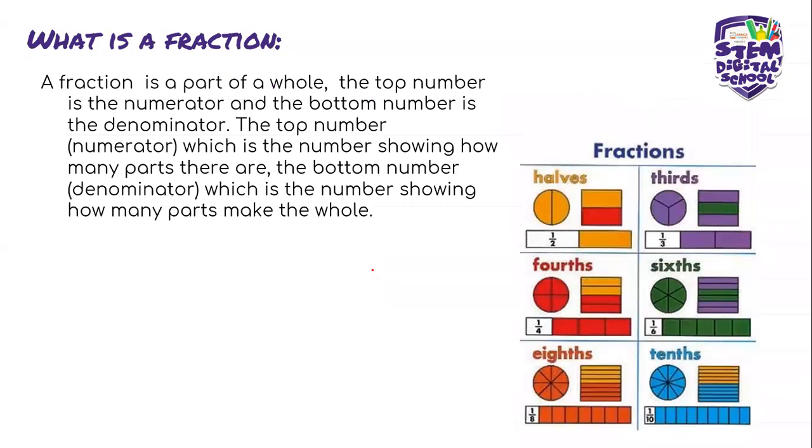A fraction is a part of a whole. The top number is the numerator, the bottom number is the denominator. The top number, the numerator, shows how many parts there are. The bottom number shows how many parts there are to make a whole. So the top number normally tells us the numerator in a fraction. Here there are 2 parts of 4, so there are 2 quarters.